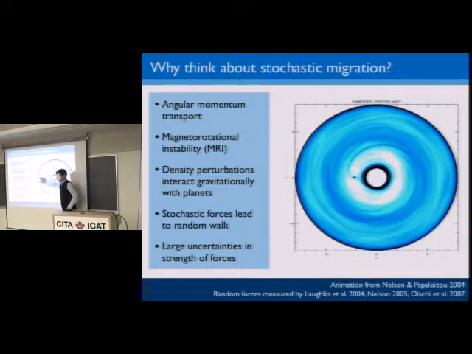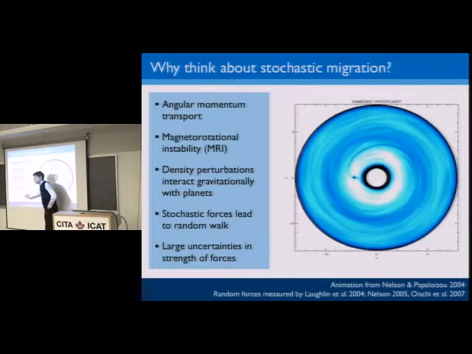No matter what instability you have, we will always create some density perturbations in the disk. And these density perturbations will interact with the planet that's embedded in the disk gravitationally by exchanging forces. Because it's a turbulent medium, these forces are stochastic, so the planet will undergo a random walk in the end.